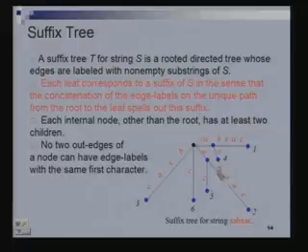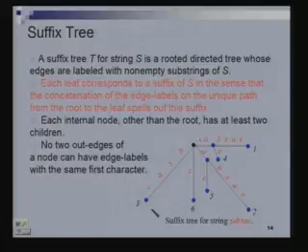ये जो numbers लिखे हुए हैं ये क्या हैं? Numbers, the starting position of that suffix. So this corresponds to XABXAC. What is the starting position? 1. This corresponds to XAC. Starting position 4. This corresponds to ABXAC. Starting position 2. AC starting position 5, and so on and so forth.